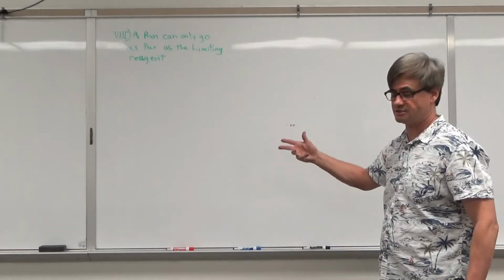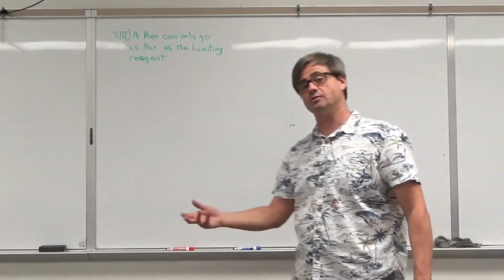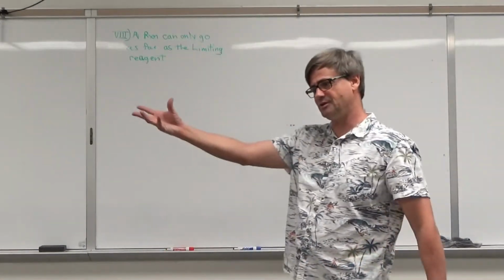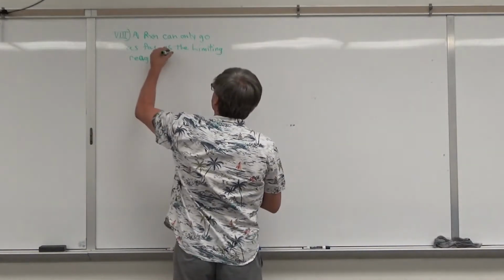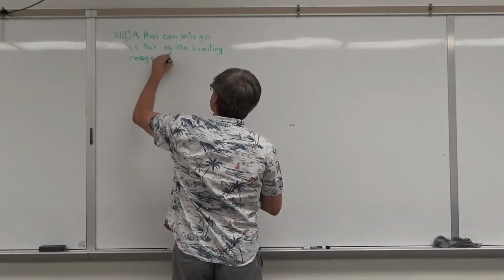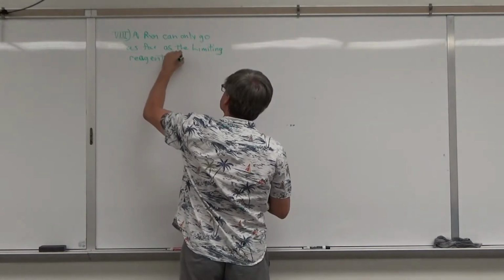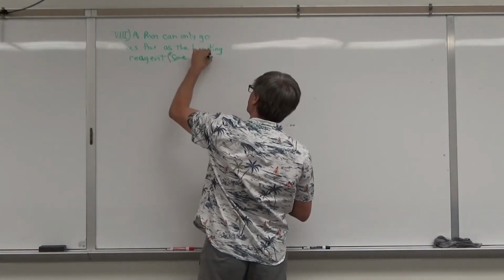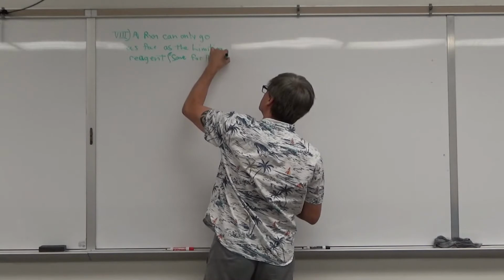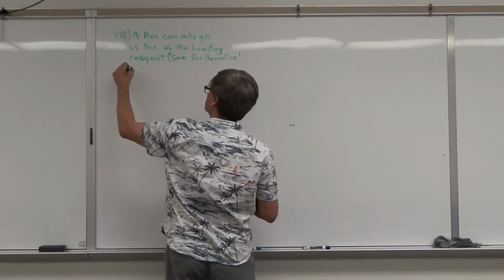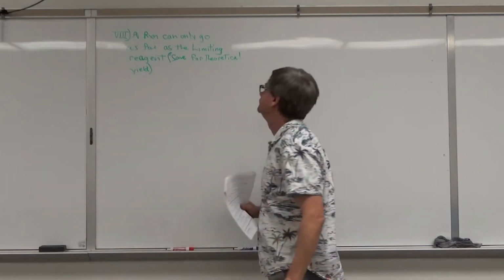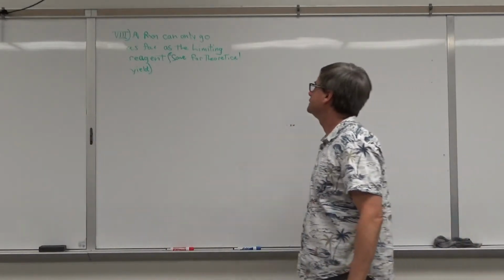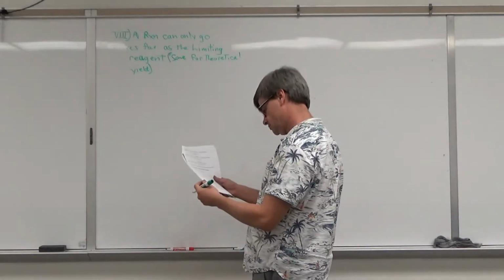5 hot dogs, that's your theoretical yield. You could drop a dog and you only get 4 hot dogs, but our theoretical yield was 5 hot dogs. Okay, so I put in parentheses here in my notes, same for theoretical yield. Theoretical yield is only as big as the limiting reagent will allow it to be.